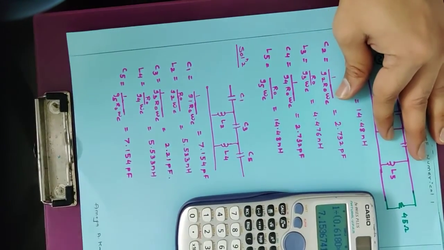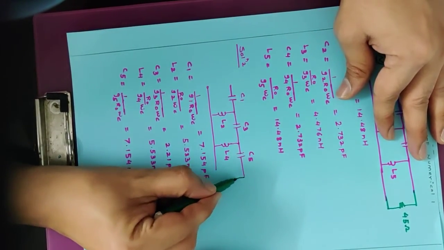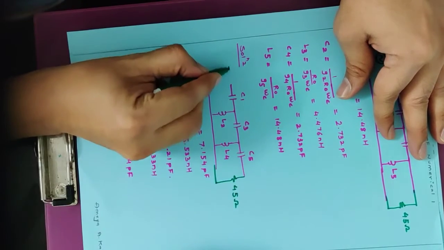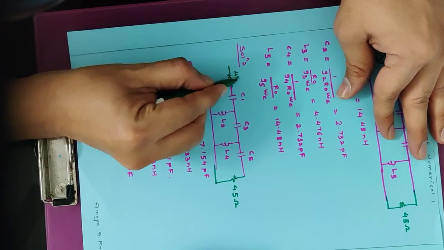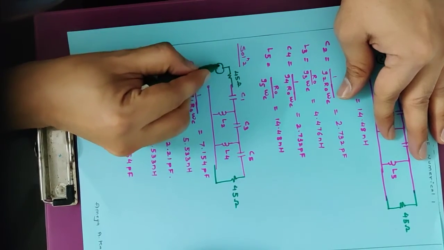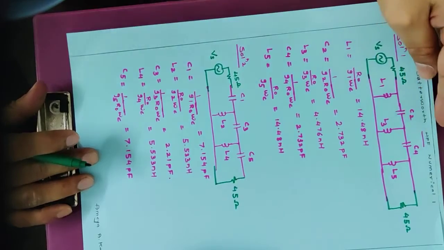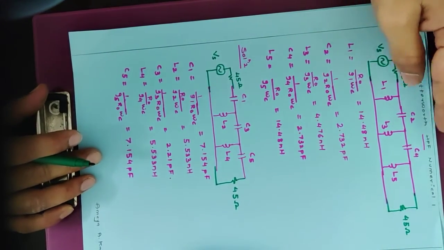So I'll complete the design of this filter. Here I have to connect the load resistor 45 ohm, the source resistance 45 ohm, and here there will be a source voltage Vs. So this is about a high pass filter.